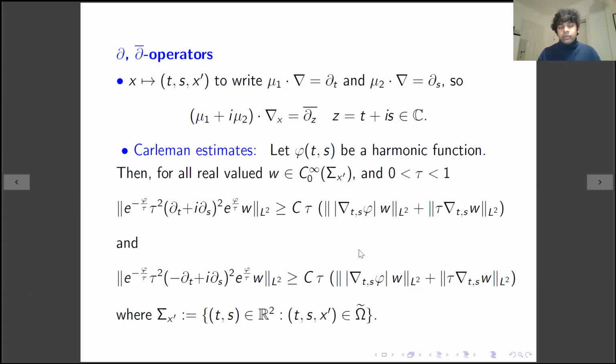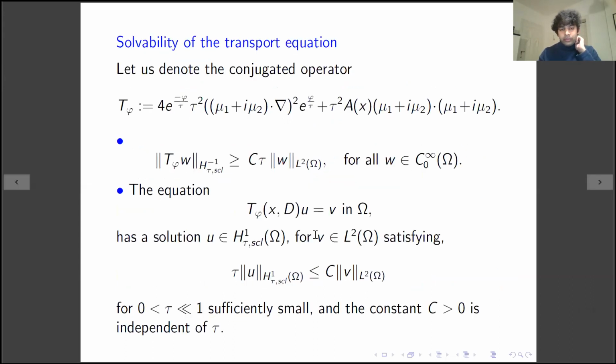It's kind of an H1 estimate. And also, as I mentioned, if you change the sign from mu1 to minus mu1, or mu2 to minus mu2, then for that you can also have this kind of L2 estimate, with a gain of one derivative. So this is L2, and this is the H1. And here you have this factor tau, which is a small factor. Now we'll use this estimate to prove the existence of solutions of the transport equations. That's the part we do next.